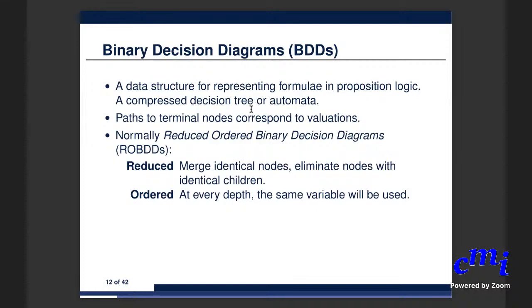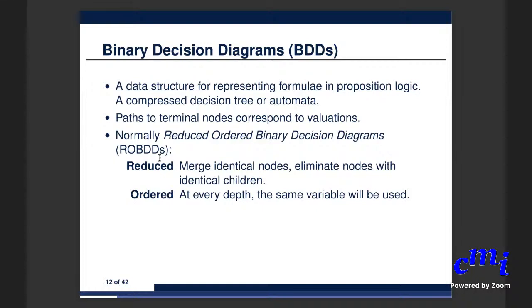It's a compressed decision tree, or it can also be viewed as an automaton. There is a root node and there are several paths to terminal nodes. Each of those paths from the root to a terminal node corresponds to a valuation of the formula. The terminal nodes represent either 1 or 0, because the valuation of the formula has to be 1 or 0. These are more specifically called reduced ordered binary decision diagrams.